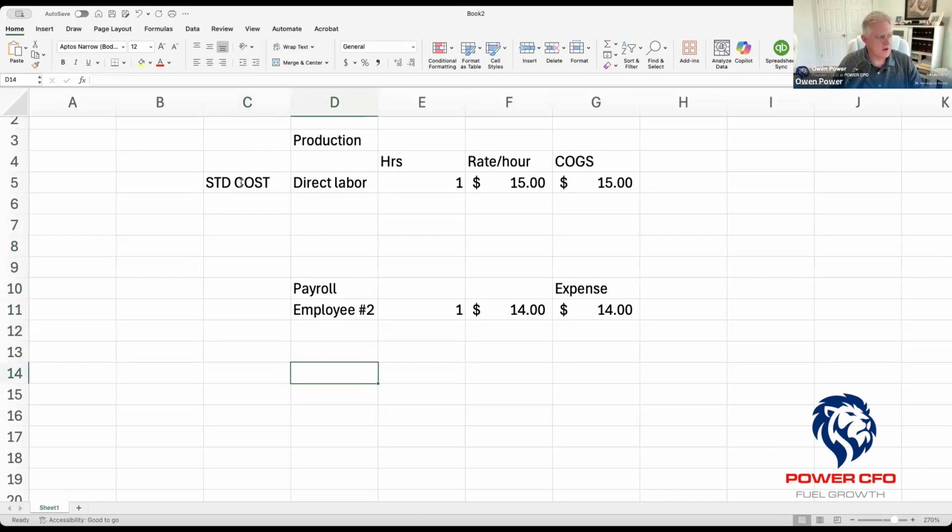The system is going to go and say, all right, I have to debit cost of sales with the $15.